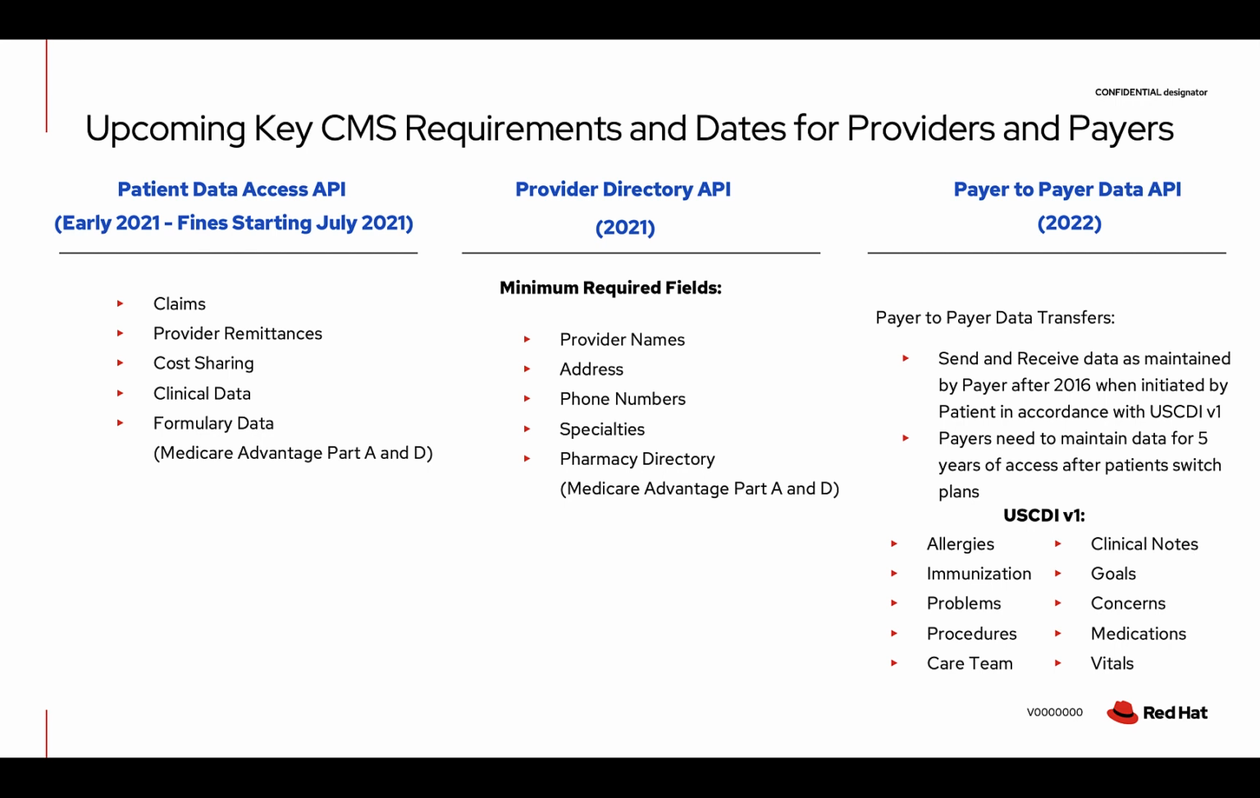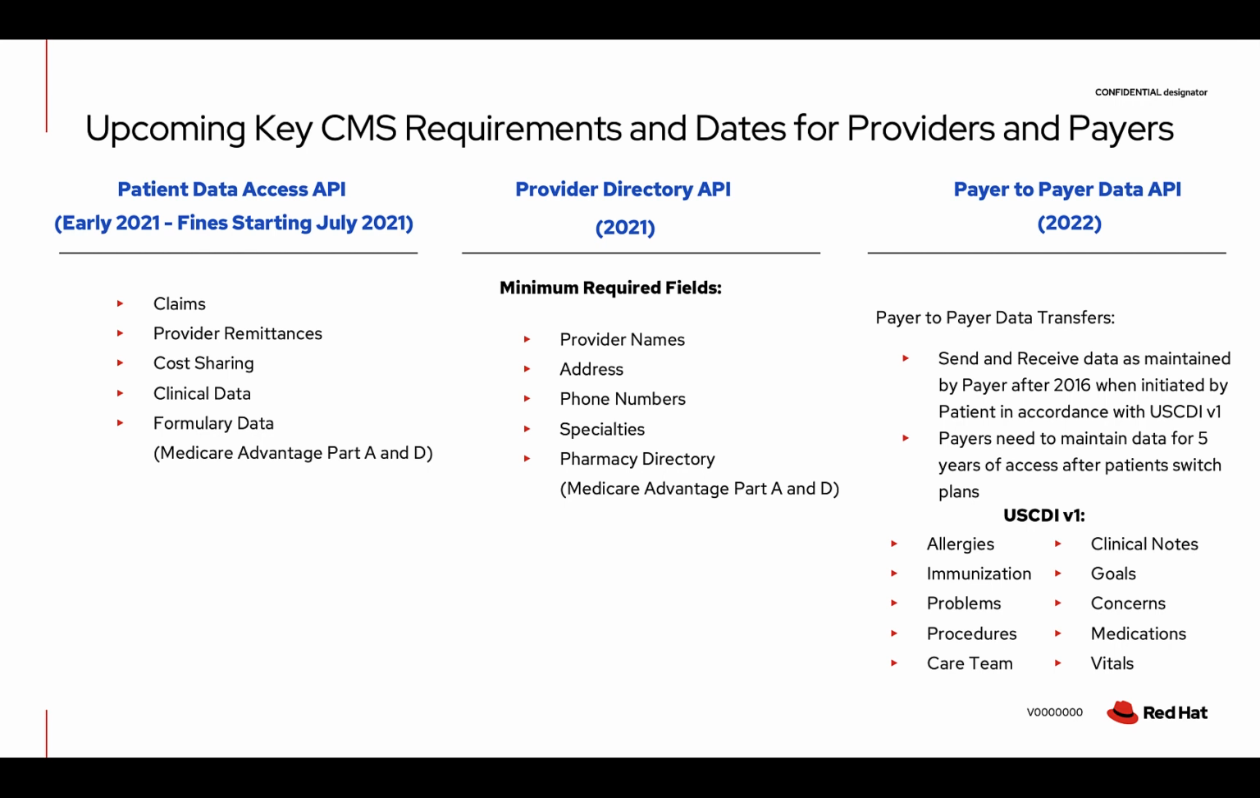The last big enhancement mentioned in CMS Final Rule is payer-to-payer data APIs coming in 2022. This is very specific around using a standard called US CDI version 1, and the mandate focuses on 5 years of access after a patient switches plans, which means that as your insurance might switch or as you might buy new insurance, you or any system that you need or those payers can connect to each other to get your information for up to 5 years.